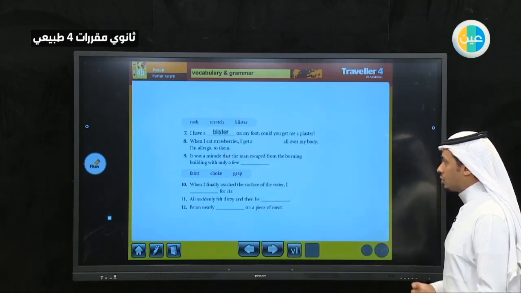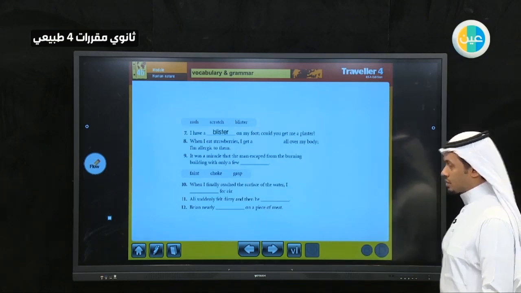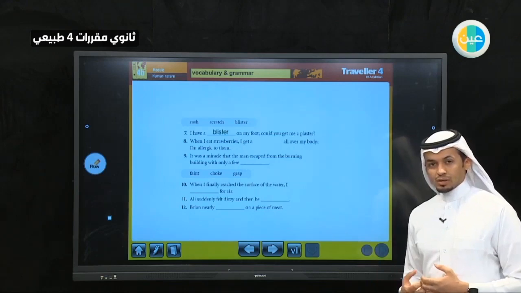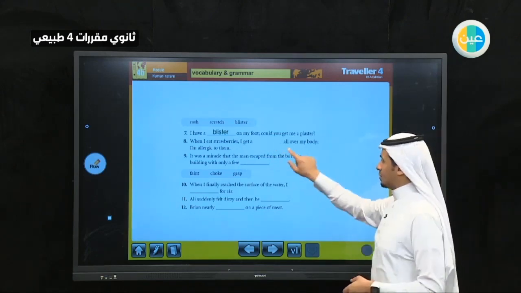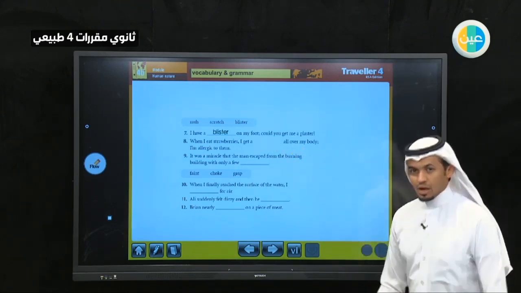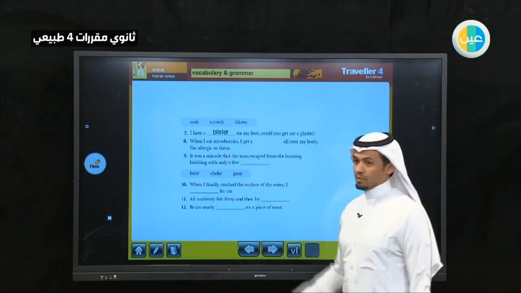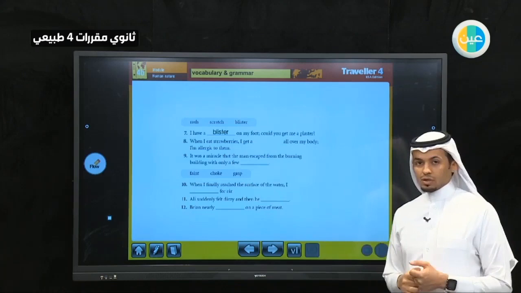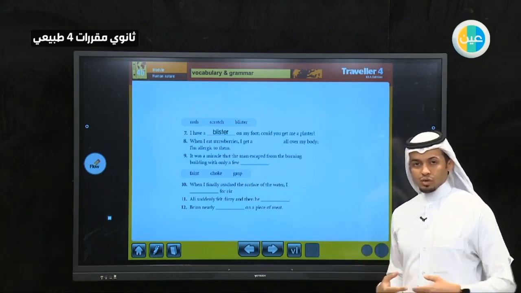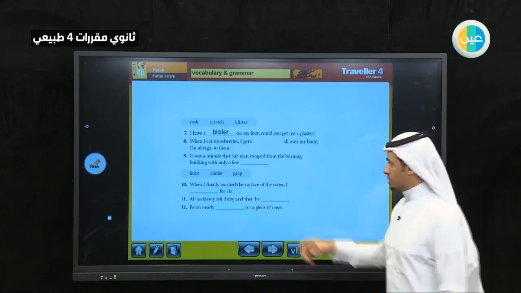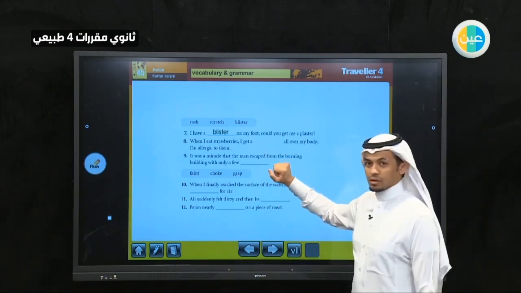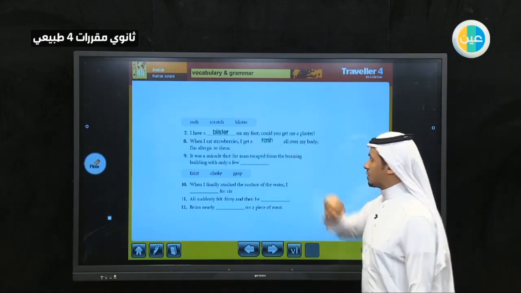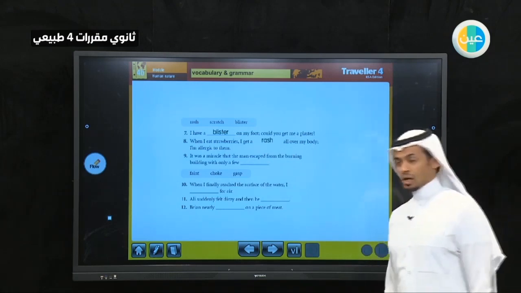Number 8. When he eats strawberries, I get a rash all over my body. I am allergic to them. So he cannot eat strawberries. Why? Because when he eats strawberries, he feels something in his body, which is a rash.